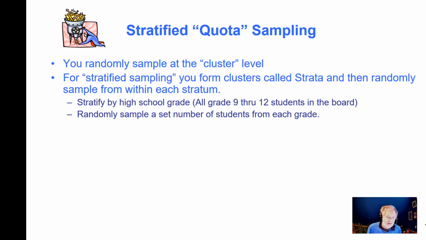Now it's a bit more expensive because I'm going to take all the students in the whole school board from grades 9 through 12 and randomly sample quota-based within each of the grades, right? So you're getting a sense that when you have access to the population and you can contact them, you can do fairly sophisticated sampling.